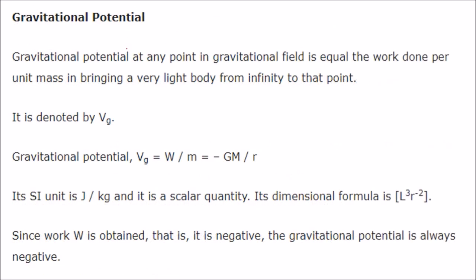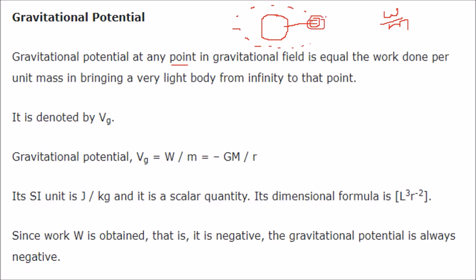Then we have gravitational potential. What is the gravitational potential? Gravitational potential at any point in a gravitational field. If this is some body, say Earth, it has some gravitational field here. The gravitational potential at this point in the gravitational field is equal to the work done per unit mass in bringing a very light body from infinity to that point.